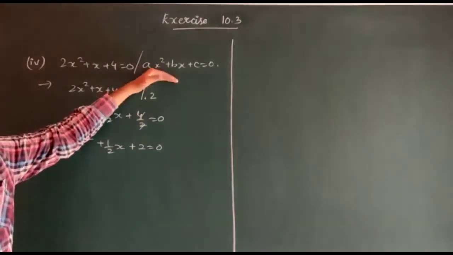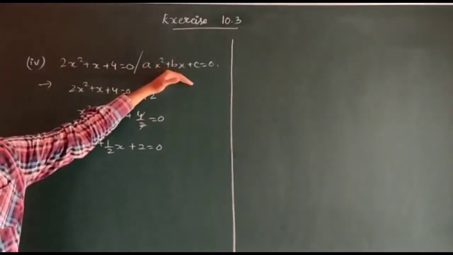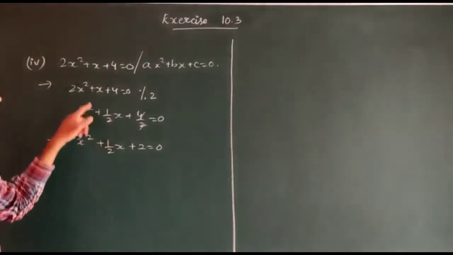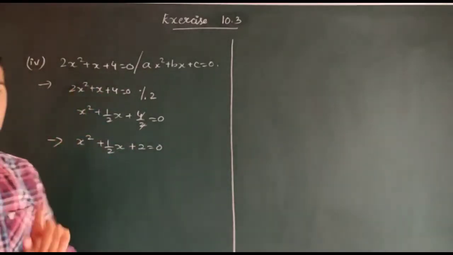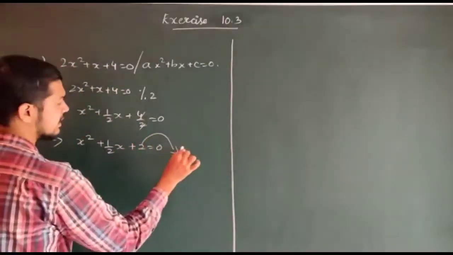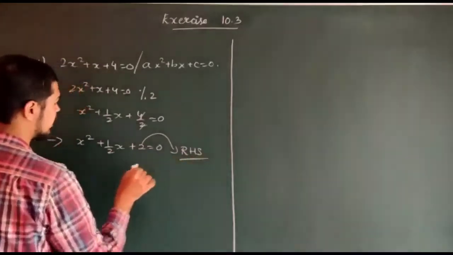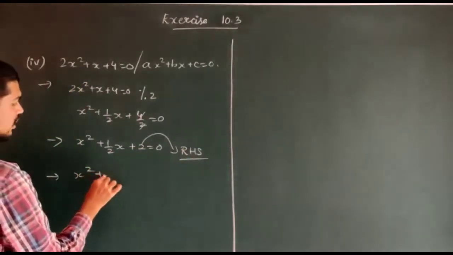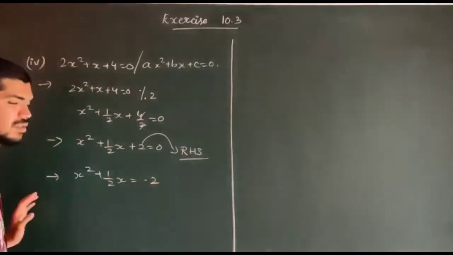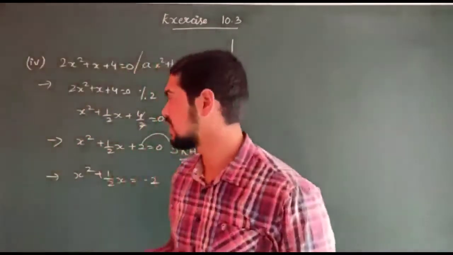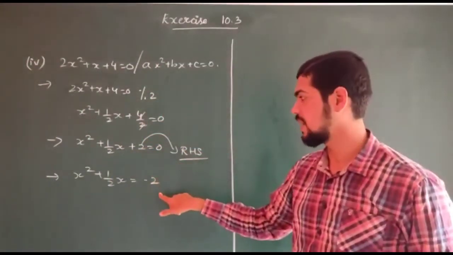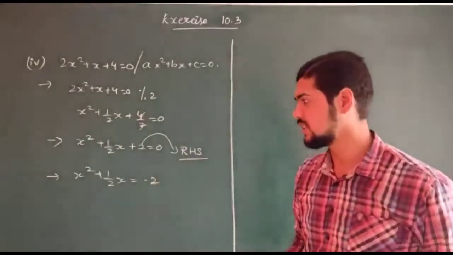I repeat, first step is checking the given equation is quadratic in nature. Second step is dividing the entire equation by number 2 in order to make the coefficient of x square 1. Yes. What is my next step? Next step is sending the constant towards the right hand side. I'll do it here. So this is x square plus 1 by 2x. This plus 2 will become minus 2. Is it fine? I am sending this constant term towards the right hand side. So this plus 2 will become minus 2. I have completed 3 steps.